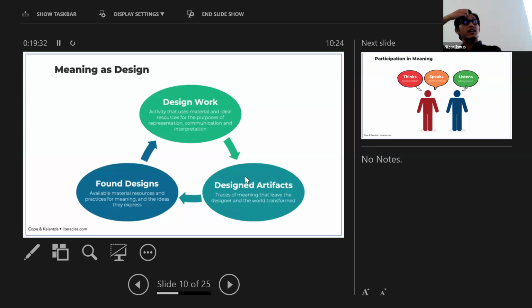The design here, we start from the found design. It's quite abstract. The found design means the meaning that is available in our life, and then we design our own meaning, and then our own meaning will become design artifacts, and the design artifacts will become found design again. So it is a cycle.